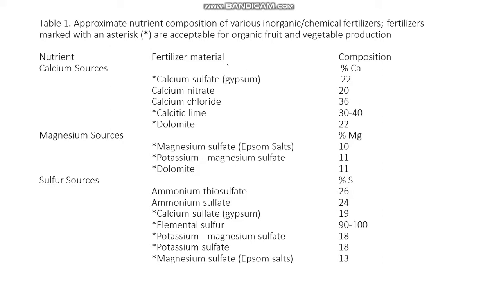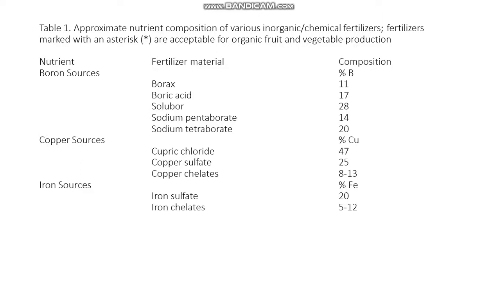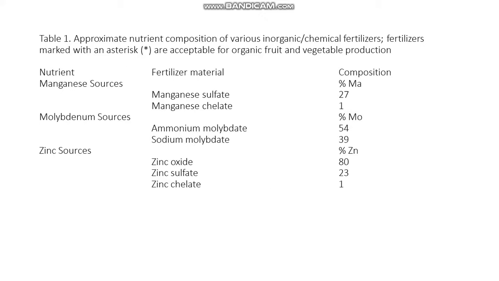For sulfur sources, we have ammonium thiosulfate, ammonium sulfate, calcium sulfate, elemental sulfur, potassium magnesium sulfate, potassium sulfate, magnesium sulfate. For boron sources, we have borax, boric acid, solubor, sodium pentaborate, sodium tetraborate. For copper sources, we have cupric chloride, copper sulfate, and copper chelate. For iron sources, we have iron sulfate and iron chelate. For manganese sources, we have manganese sulfate, manganese chelate. Molybdenum sources, we have ammonium molybdate, sodium molybdate. Zinc sources, we have zinc oxide, zinc sulfate, and zinc chelate.